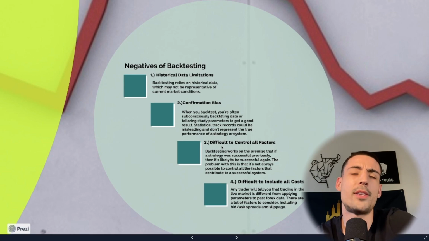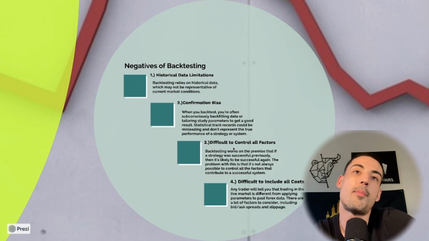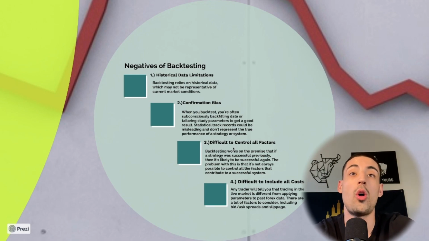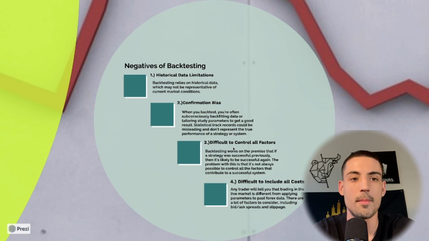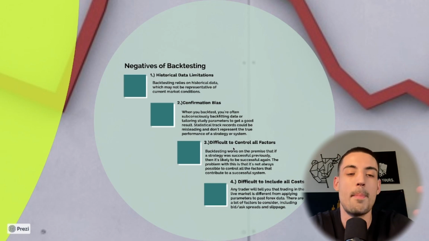Difficult to control all factors. Number 3, backtesting works on the premise that if a strategy was successful previously, then it's likely to be successful again. The problem with that is it's not always possible to control all factors that contribute to a successful system. This is pretty self-explanatory. It's basically just saying we can't predict what the market's going to do in the future just because we know what the past has done.